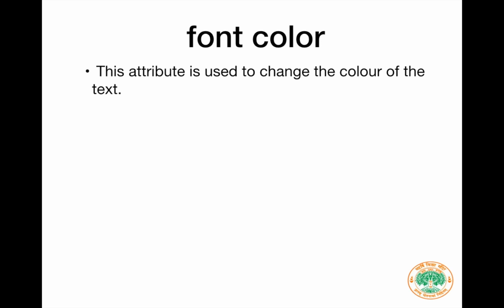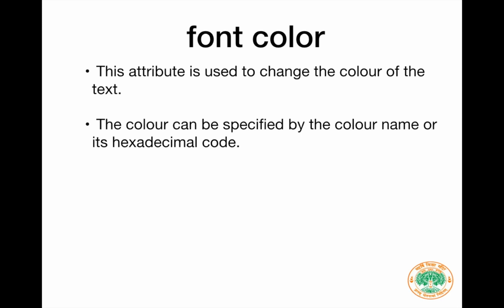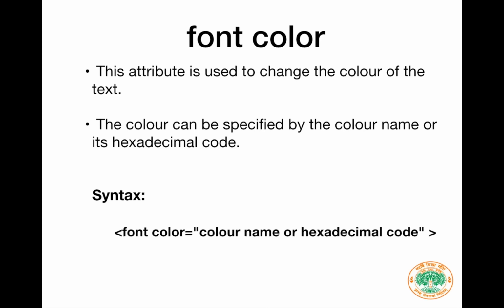So the color can be specified by using the color name. You can use color names like red, blue, green, yellow and other colors. Or you can use the hexadecimal color codes also. I'll show you a chart of hexadecimal color codes. Now let's go to the syntax. The syntax is font color equals to, and you will give either the color name or the hexadecimal color code.